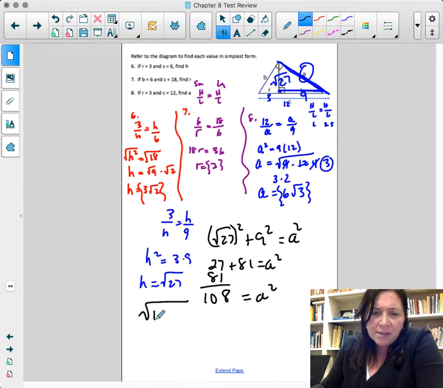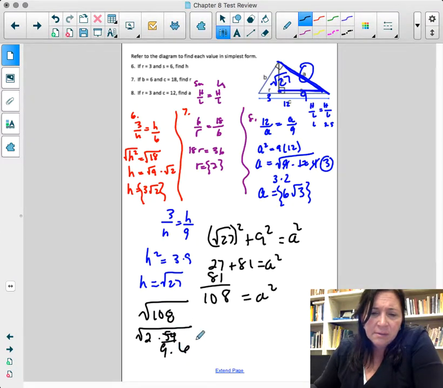So what is that? Let's see, 108. What goes into 108? I don't know, 4, 36 probably, since that's 6. But let's just start with breaking it down by 2. 2 times this 10 is going to be what? 54. 54 breaks down into 9 times 6. 6 breaks down into 2 times 3.